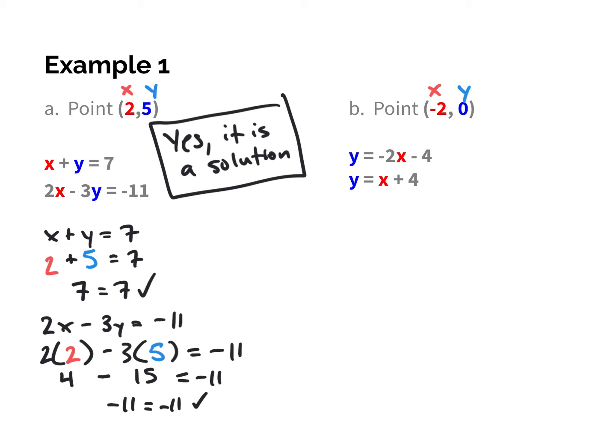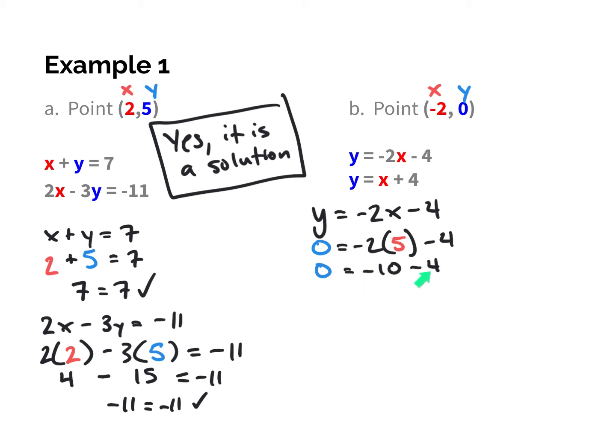If I want to know if it's a solution, I'm going to plug -2 and 0 into the equation where I see x and y. So I'm going to start off with my first one. The first equation is y equals -2x minus 4. I'm going to plug x and y in for those two spots. When I do that, I get 0 equals -2 times 5 minus 4. So I'm going to simplify the right side. First I would multiply -2 and 5 to get -10, and then I have the minus 4. Taking -10 minus 4 gives me -14. So does 0 equal -14? That is not a true statement, so that does not work out.